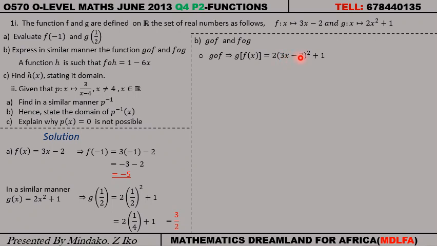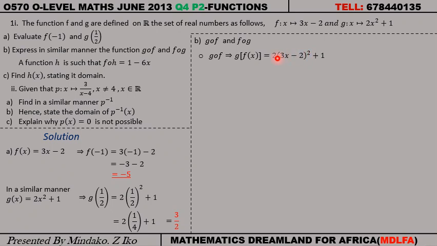Writing 3x minus 2 all squared actually means that you write 3x minus 2 times 3x minus 2. If you want to expand the bracket, 3x times 3x is going to give you 9x squared, and then 3x times minus 2 is going to give you minus 6x. So normally we are going to have 9x squared minus 12x, then plus 4.